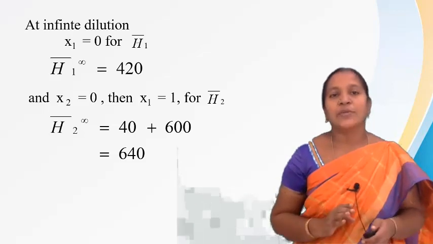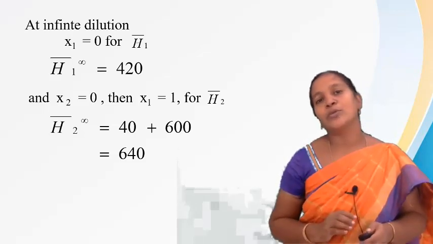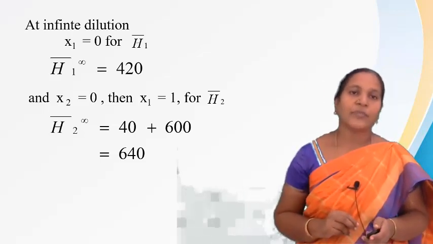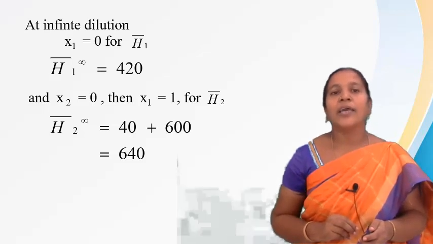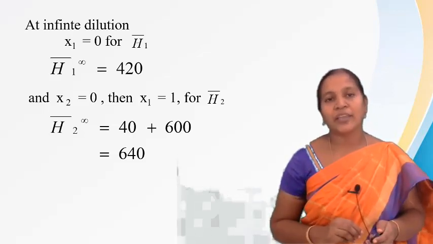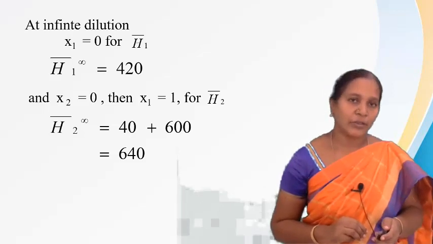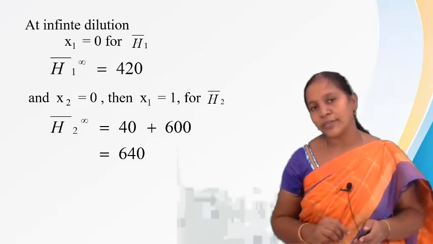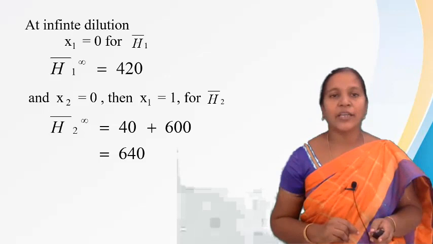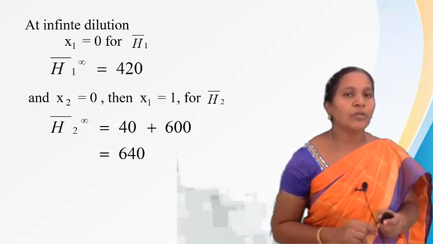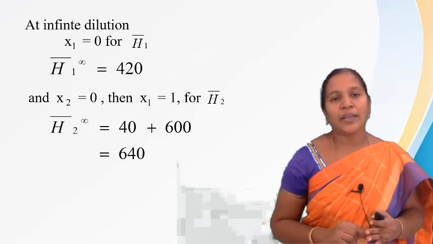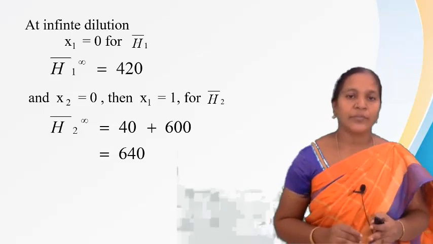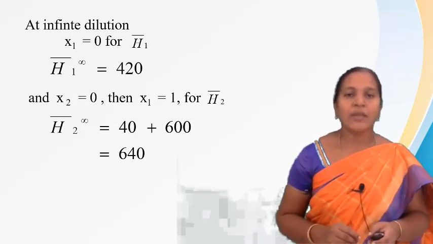Then substitute x1 is equals to 1 and x2 is equals to 1 in enthalpy expression. After that, we have to calculate the H1 bar infinity and H2 bar infinity at infinite dilutions. H1 bar infinity is calculated by using x1 is equals to 0 and H2 bar infinity calculated from x1 is equals to 1, that is equals to 640 joule per mole.